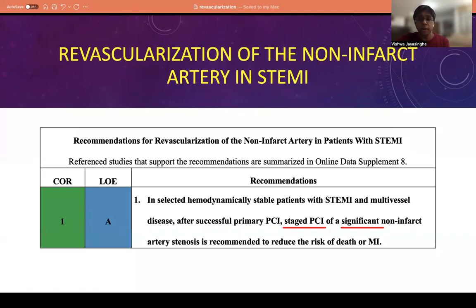There's a class 1 recommendation for staged PCI of significant non-infarct-related artery stenosis to reduce the risk of death or MI. It's a class 1 recommendation. So if the patient is not in shock, then the other vessels should be stented. Now the problem is when.